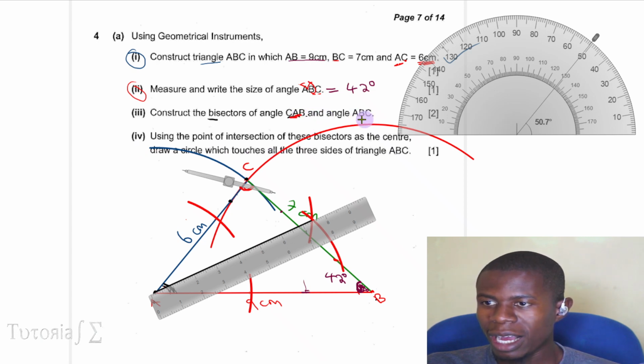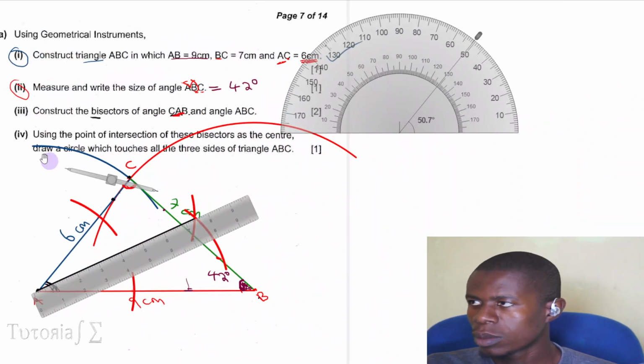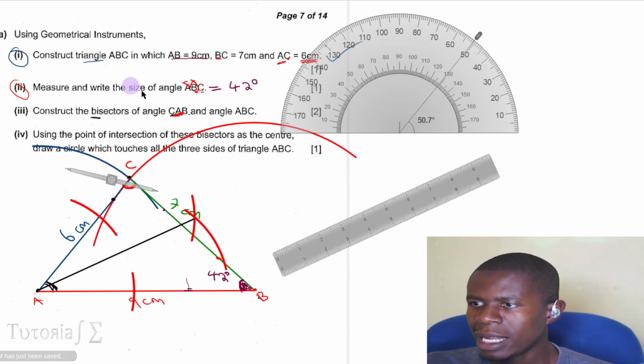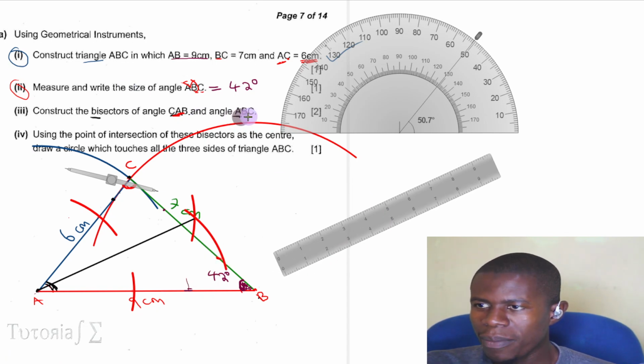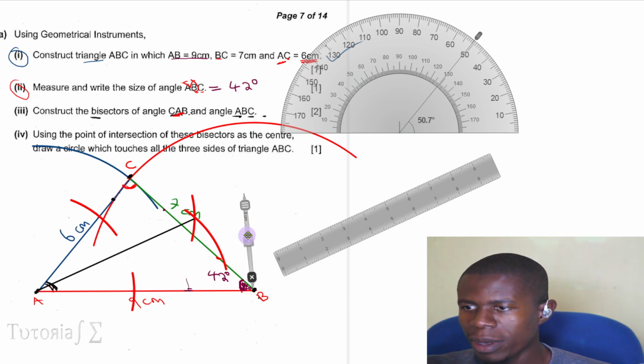CAB, and we do the same for the angle ABC. So we are going to pull out our ruler. Angle ABC: A is this point, B is that point, and C is that point. So again, we put the needle part of our compass on B, which is the middle point. So we put it on B.